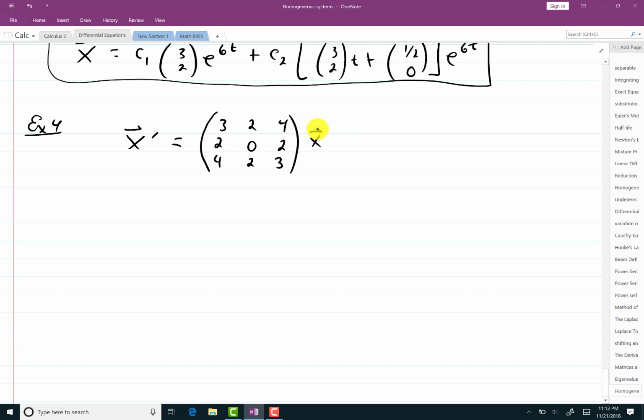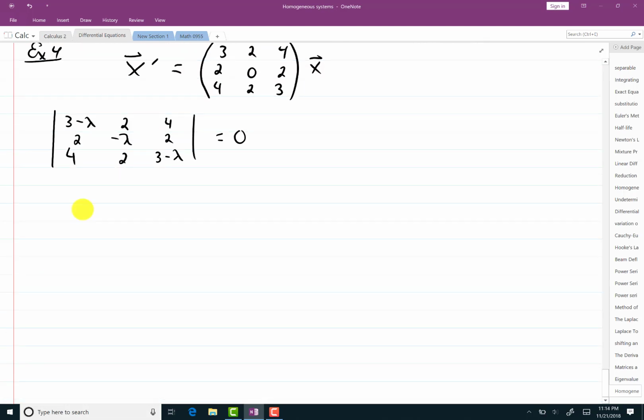Here's another 3x3 that we're going to give a shot. As you always do, the very first thing you want to do is try to figure out the eigenvalues. So I'll have 3 minus lambda, 2, 4, 2, negative lambda, 2, 4, 2, 3 minus lambda. Now, unfortunately here, nothing zeroes out. There's no zeros or anything like that.